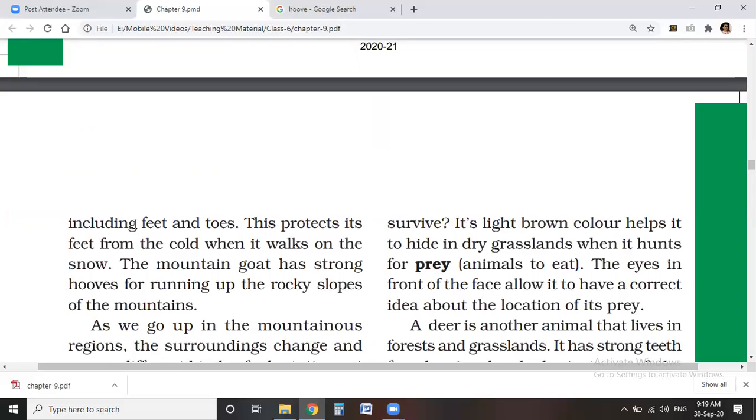They have thick skin or fur or hair on their skin. They also change their feet and toes. These protect the feet and toes from cold when the animal walks on the snow. And the mountain goat has strong hooves.